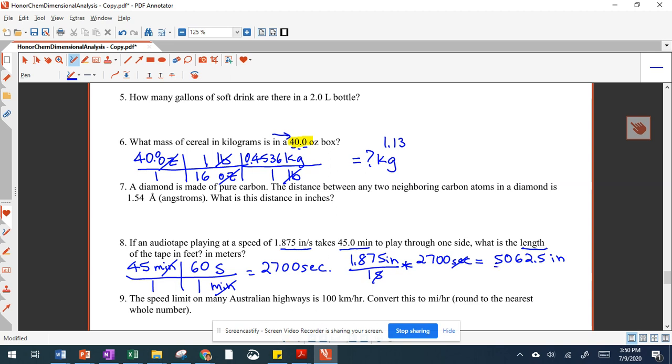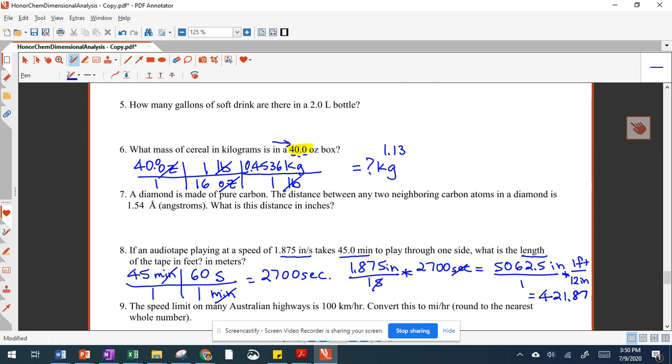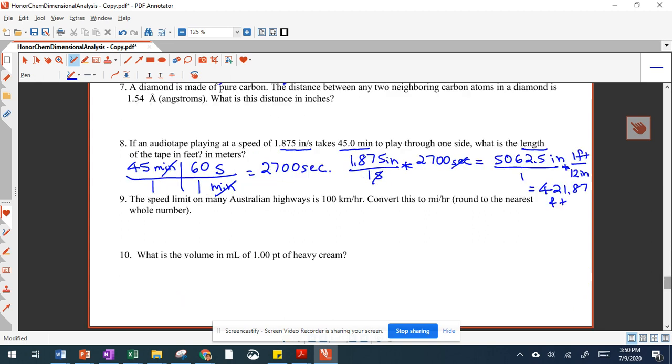Now we're going to get this into feet. We know that we have inches. We can convert that to feet by saying there's 12 inches in 1 foot. So we divide by 12, which gives us 421.875 feet. Now, if we look at what we've been given in the problem, we have 3 significant figures and we have 4 significant figures. So we're going to be rounding our answer to 3 significant figures for the feet. So that's going to give us 422 feet.